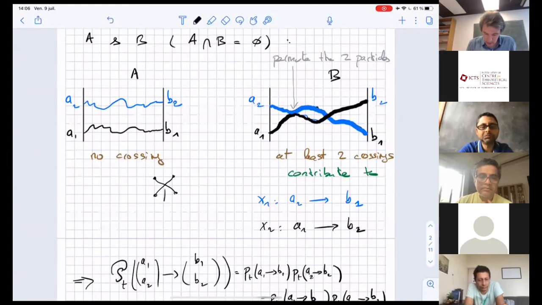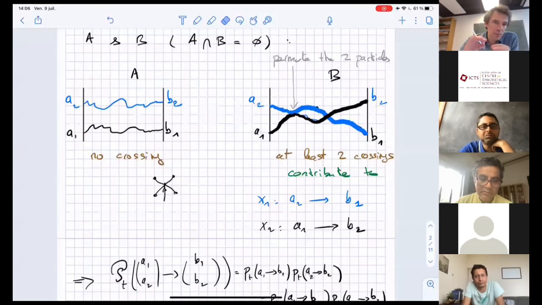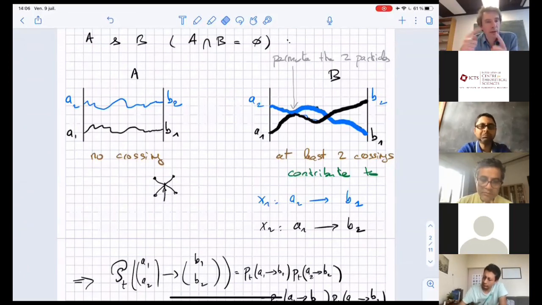Because at this point, you see, that means that the particles crossed each other, but they never really sat on the same site exactly. Of course, for Brownian motion, this works because the process is continuous. But for random walks, it works for the plus-minus random walk, the standard random walk. If two particles want to cross, they really need to sit at the same site at some point.